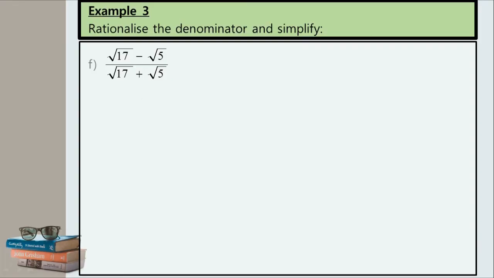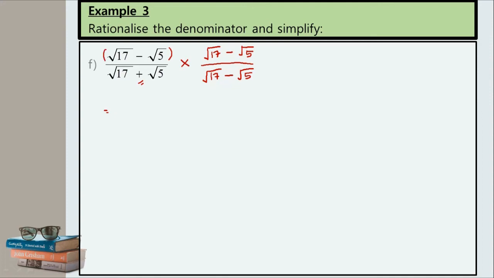Example 3F, we have surd 17 minus surd 5 over surd 17 plus surd 5. So we want to rationalize. To rationalize, we need to multiply with the conjugate. Since we have the denominator surd 17 plus surd 5, so we need to multiply with surd 17 minus surd 5. Okay, so numerator should be the same. So surd 17 minus surd 5.